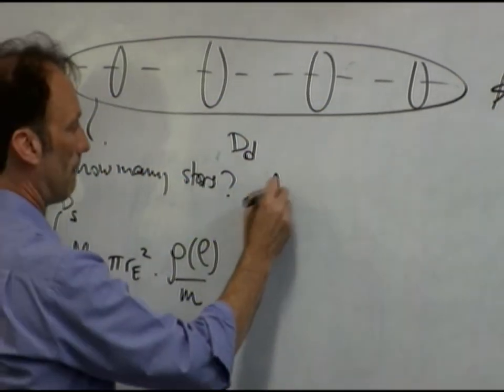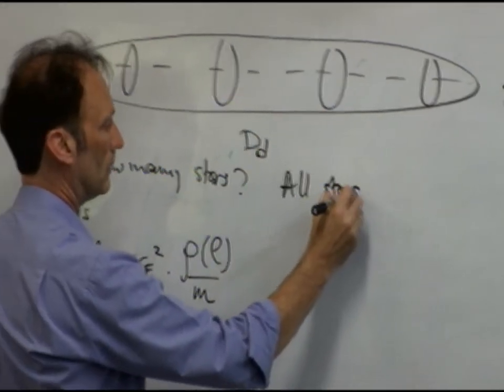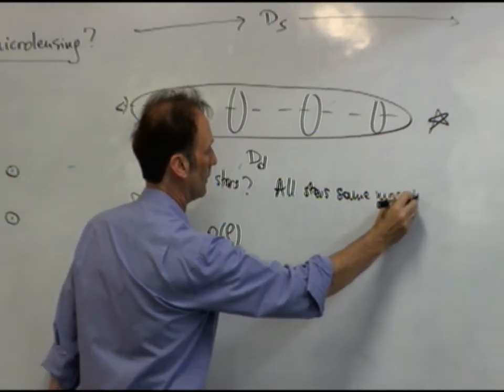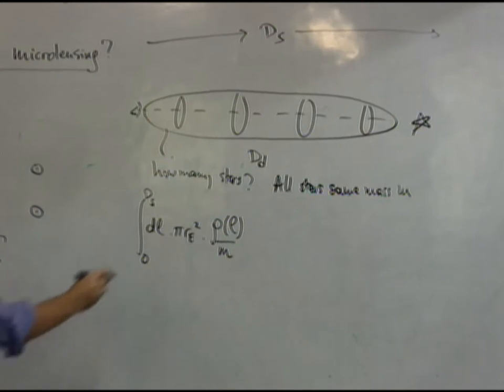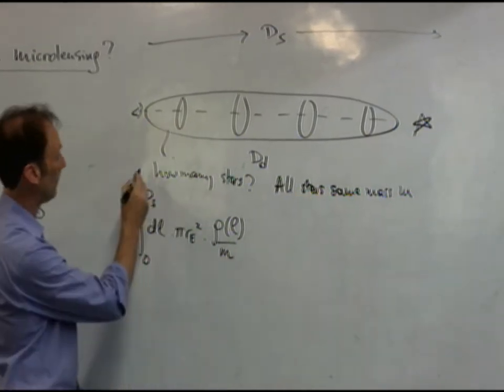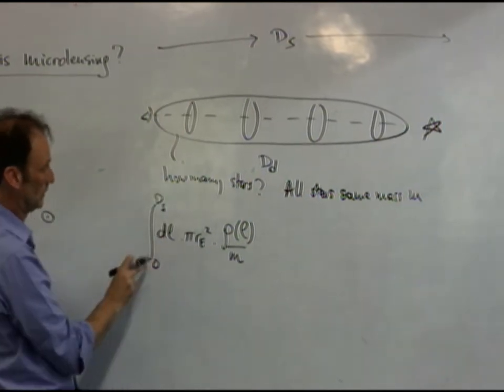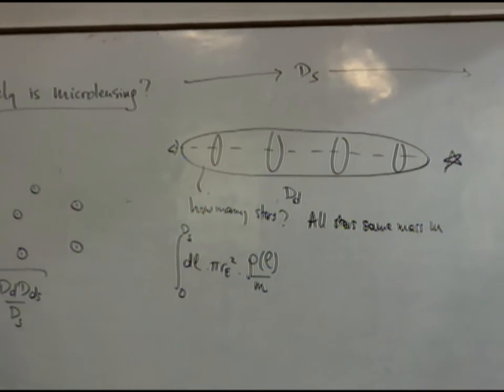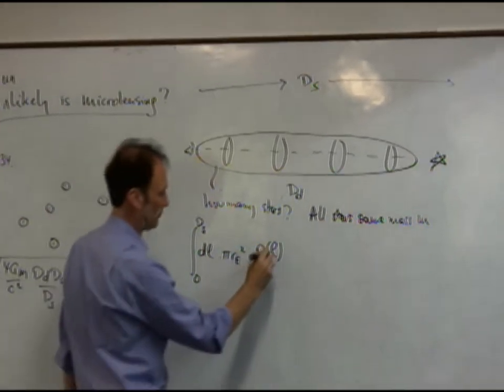But what is this letter inside the density? This is L. L is our coordinate along here. It's just the integration. L is the length, the position from here to there. So is rho a function of L? Rho is a function of L. Okay.